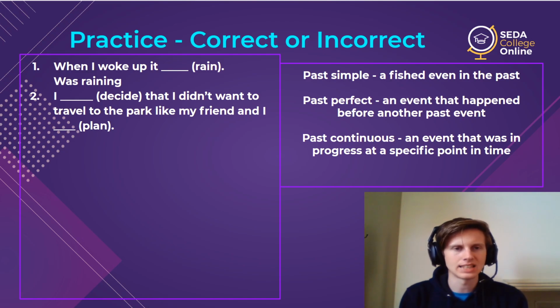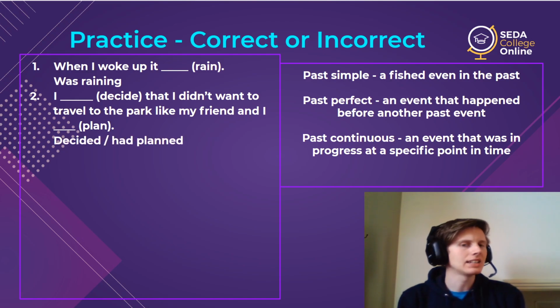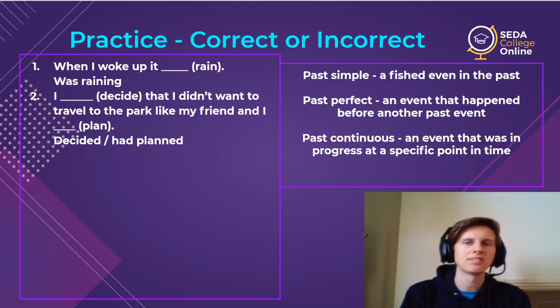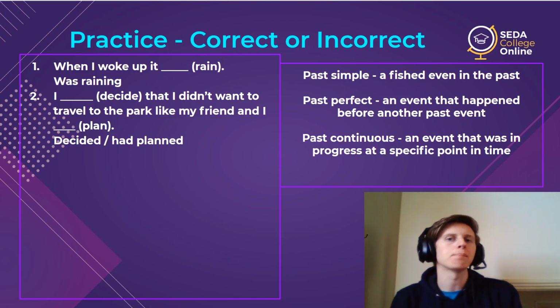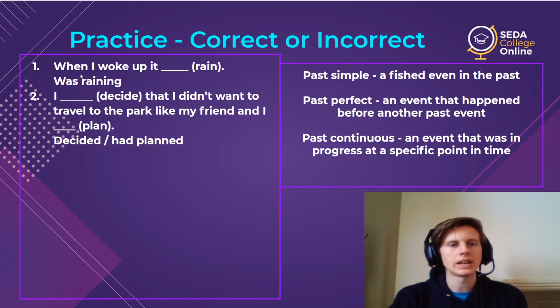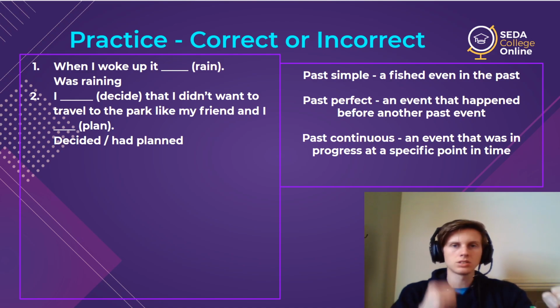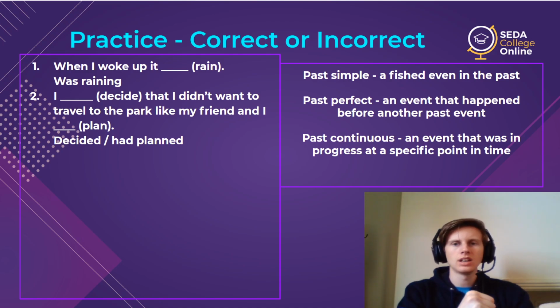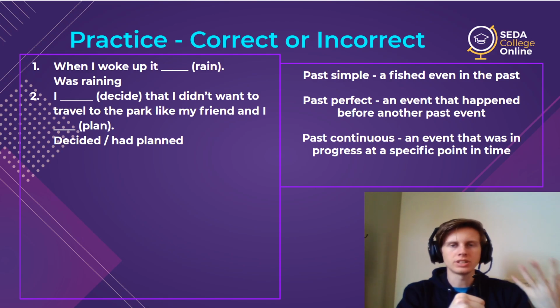Well, let's see. So it's decided and had planned. So we have past simple and past perfect. So why? Well, I woke up and it was raining. So then the next action, I decided that I didn't want to travel to the park. So now we had our point in time, I woke up and it was raining. So next, boom, simple past again. No need for a different tense because it's just the next action in the story.